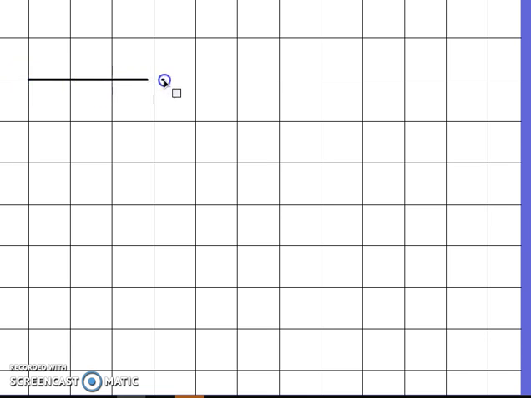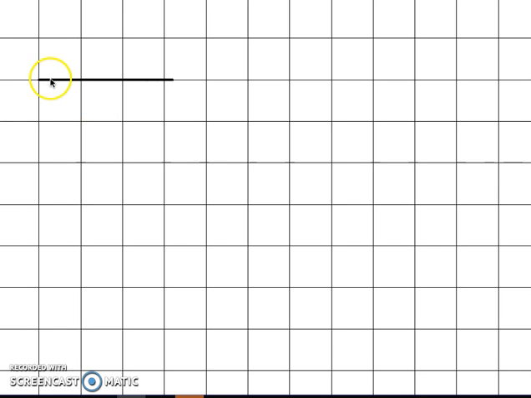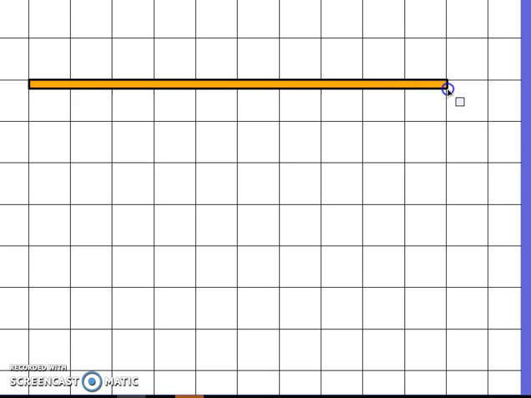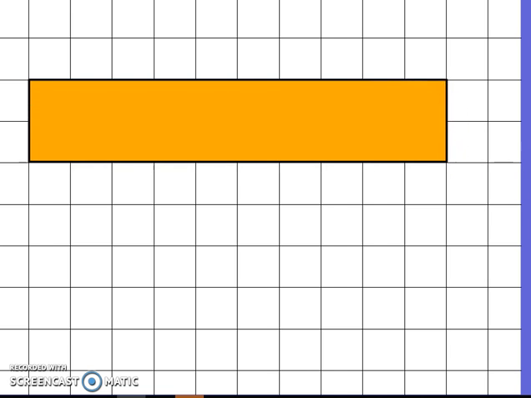1, 2, 3. Botched it. That means I messed up. Let's try again. Sorry about that. Technology, man, gets the best of us. 1, 2, 3, 4, 5, 6, 7, 8, 9, 10. And I'm going to make 2 groups of those.